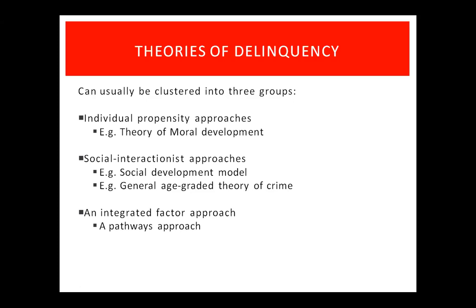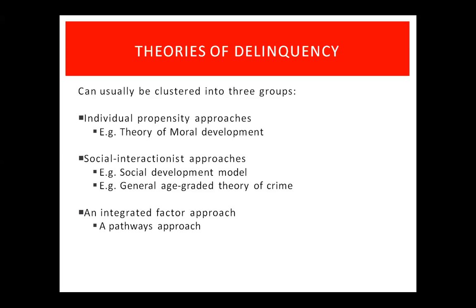Social interactionist approaches are about how children relate to their social environment, how their social development is affected by the environment around them, and how they learn from it. So familial role models and behaviour within the family, how attached children are to their parents. And remember, we discussed attachment theory last week. Attachment theory is a very big theory.